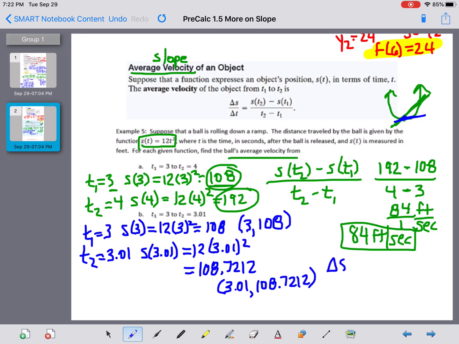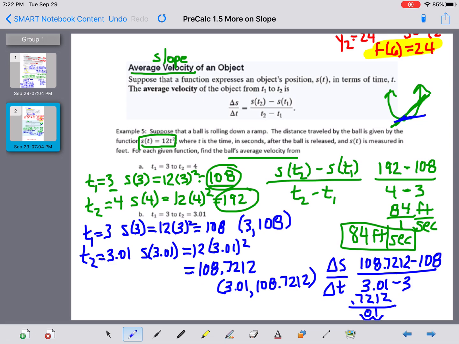All right, change in S over my change in T, okay? So I get 108.7212 minus my 108, and I get 3.01 minus my 3. Okay, so obviously I subtract the top, and I get 0.7212 left over. Across the bottom, I get 0.01. The nice thing is it's 1, but I have these decimal places, so I roll 2 places to the right, 2 places to the right. I get 72.12, and once again, I want a label on there, feet per second.